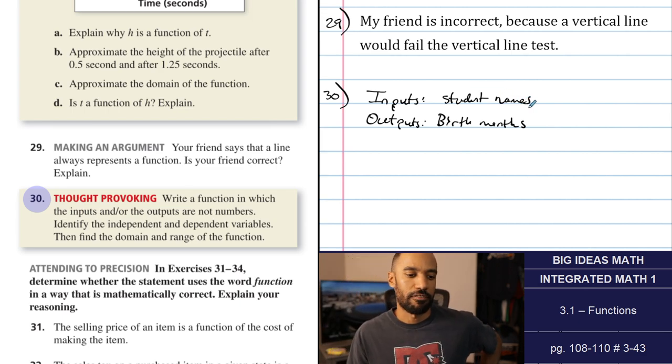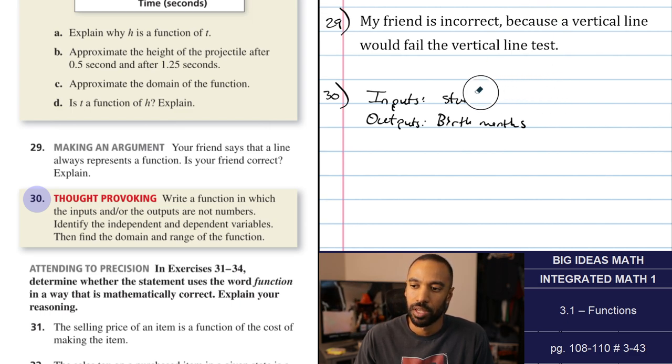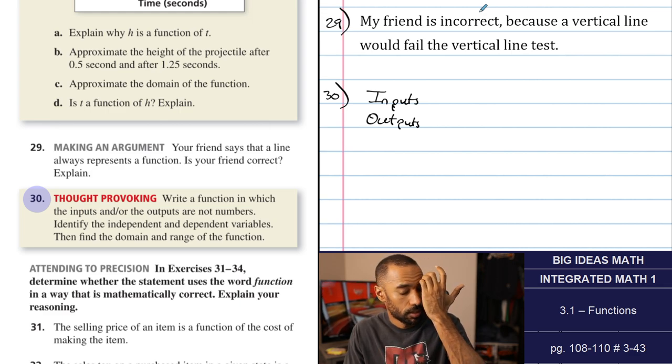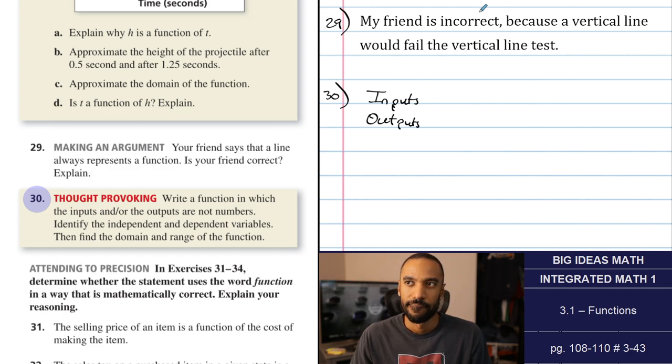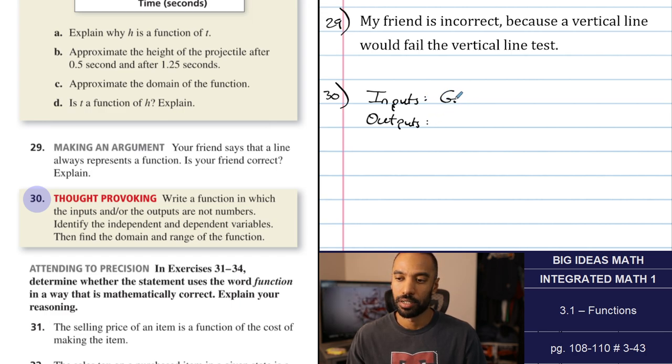Identify the independent and dependent variables, then find the domain and range of the function. The student name depends on the birth month. The birth month was, oh, never mind. Okay, you know what? That's kind of a dumb one. Let's do something a little more obvious. I want to think in school terms though. Let's do grade percentage and grade letter. Because they said identify them later, we might have to write them.